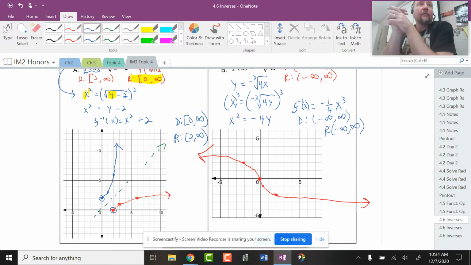Any number. Okay, but pick an easy one. Okay, what happens when I plug in 0 for x? What do I get for y?